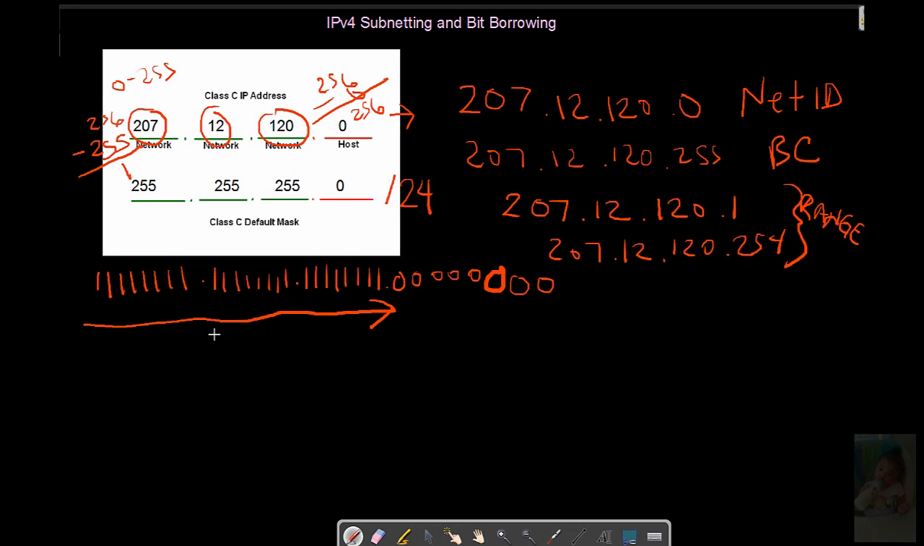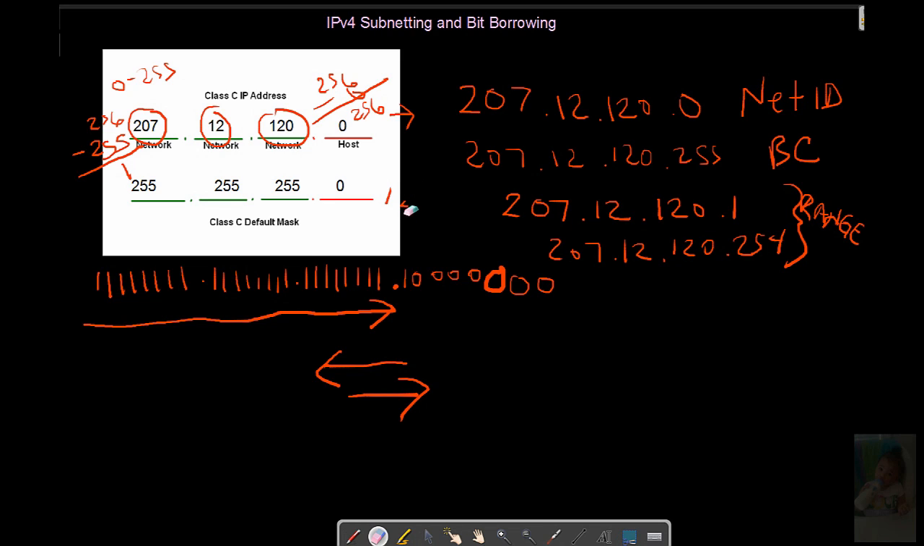So what happens if we take a /24? We're not going to go this way with it, but we will borrow bits this way. We will grab the next bit and enable it. What happens when we do something like that to our /24?